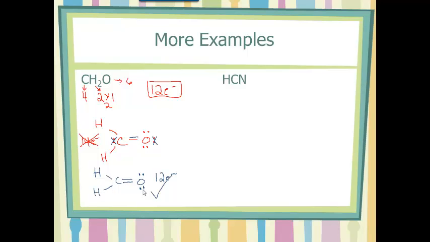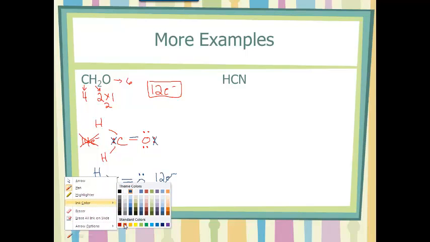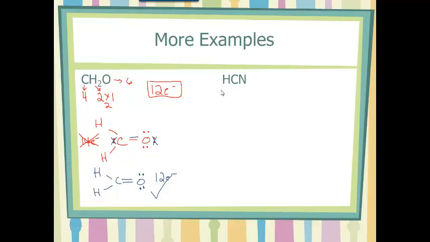Let's try one more. This last one is the Lewis diagram for HCN. Let's get our total first. Hydrogen is in group 1, so it has 1 valence electron. Carbon's in group 14, so it has 4. And nitrogen's in group 15, so it has 5. That gives me a total of 10 valence electrons to go in this diagram.